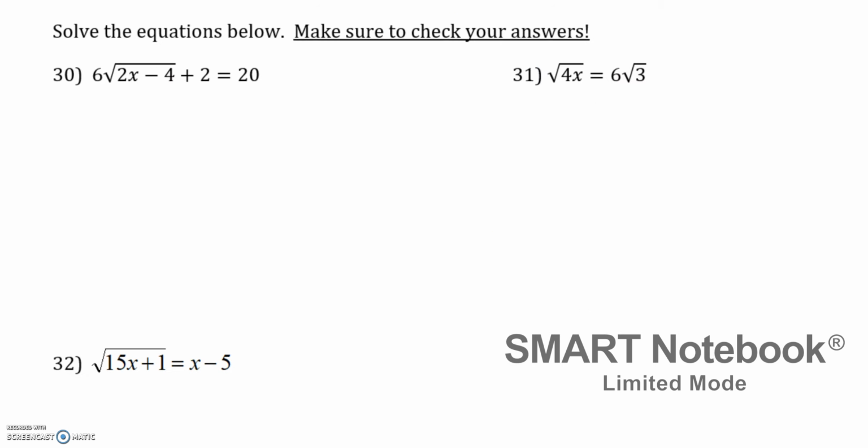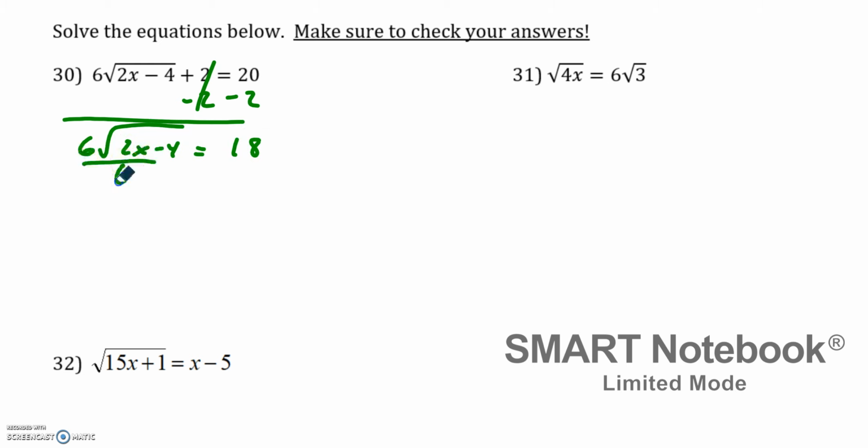Moving on to radical equations, if I take a look at number 30, my goal is to get my radical alone. So the first thing I want to do is subtract 2. 6 root 2x minus 4 equals 18. I then want to get the radical alone, so I'm going to divide by 6. So I have root 2x minus 4 equals 3.